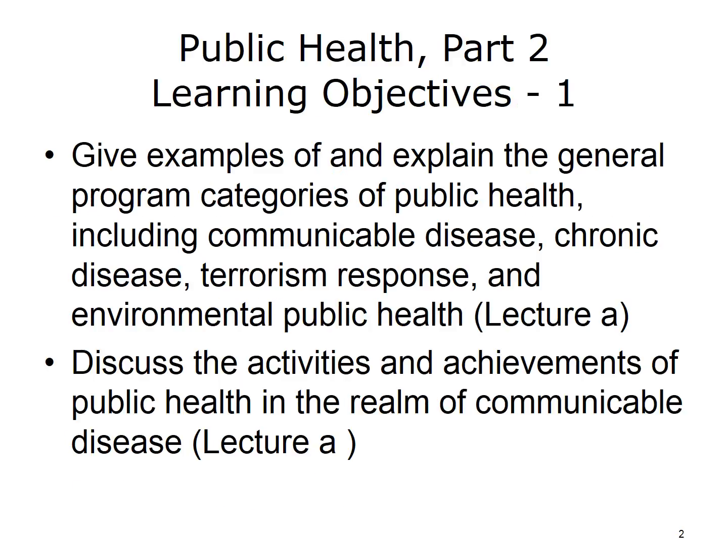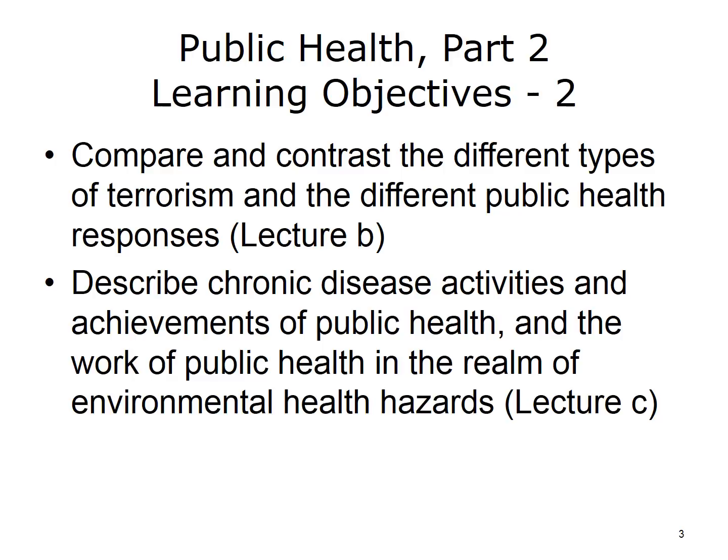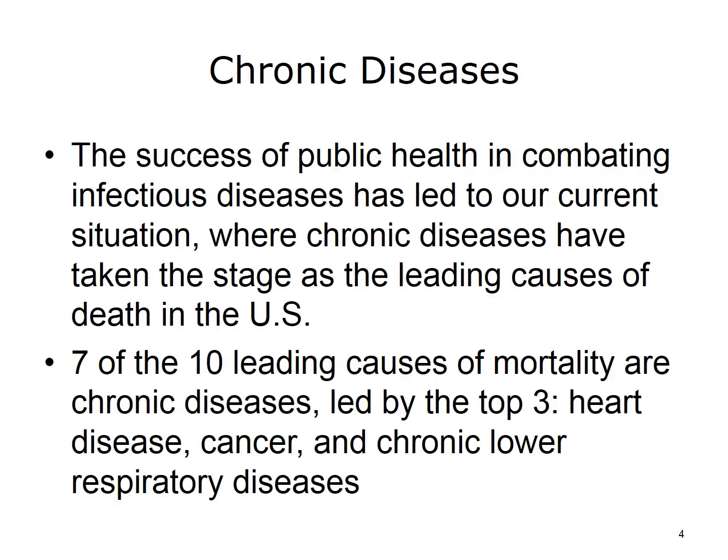The learning objectives for Public Health Part 2 are to give examples of and explain the general program categories of public health, including communicable disease, chronic disease, terrorism response, and environmental public health. Discuss the activities and achievements of public health in the realm of communicable disease, compare and contrast the different types of terrorism and the different public health responses, and describe chronic disease activities and achievements of public health and the work of public health in the realm of environmental health hazards. This lecture will discuss public health and chronic disease and environmental hazards.